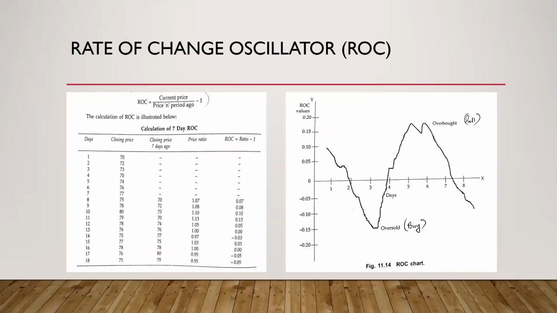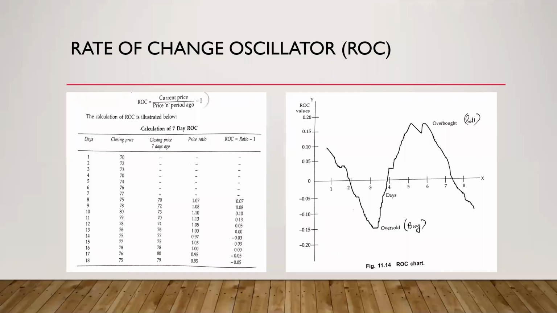The second one of the mathematical indicators is oscillators, and the first example of an oscillator is the rate of change oscillator, also known as ROC. While calculating ROC also, we'll take into consideration the closing prices. So the formula to calculate the rate of change oscillator is current price by price n periods ago, minus 1. Suppose we are calculating a 7-day ROC, we are going to start calculating from the 8th day onwards. Since it's a 7-day, the price n periods ago means the price 7 days ago.